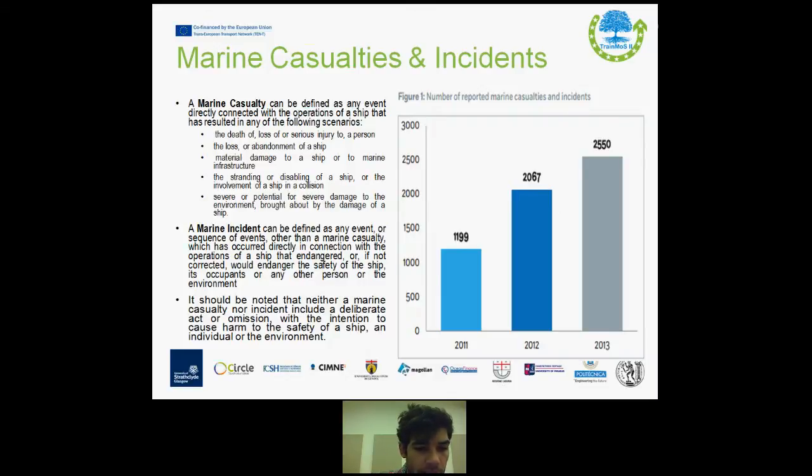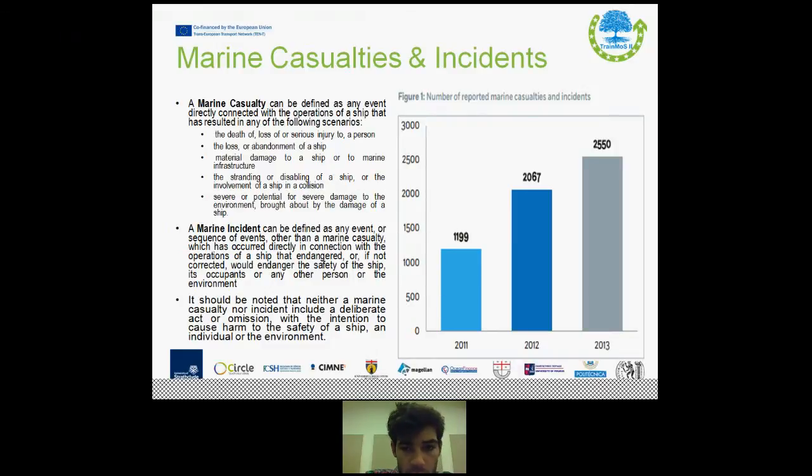Accordingly, a marine incident can be defined as any event or sequence of events, other than a marine casualty, which has occurred directly in connection with the operations of a ship that endangered, or if not corrected, would endanger the safety of the ship, its occupants, or any other person or the environment. Finally, it should be noted that neither a marine casualty nor an incident includes a deliberate act or omission with the intention to cause harm to the safety of a ship, an individual, or the environment.